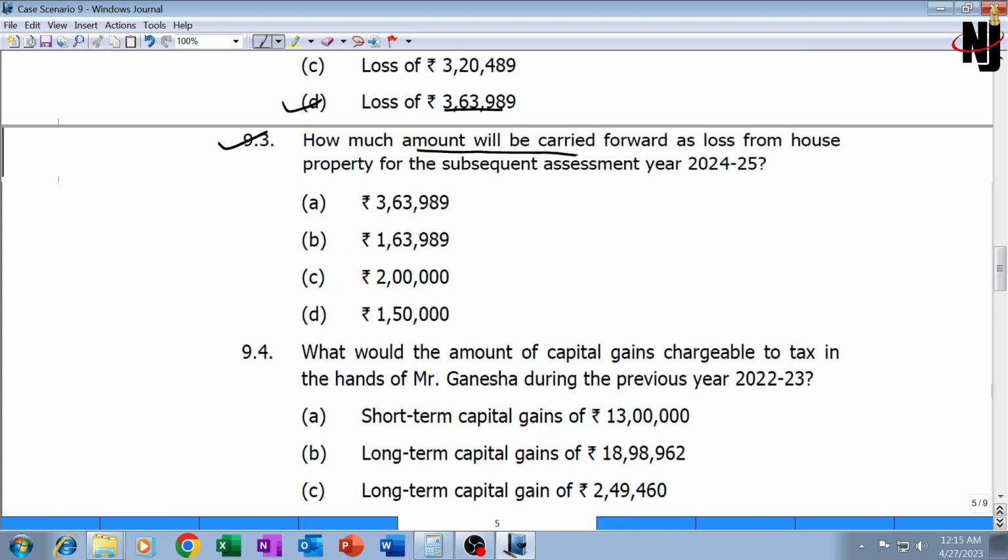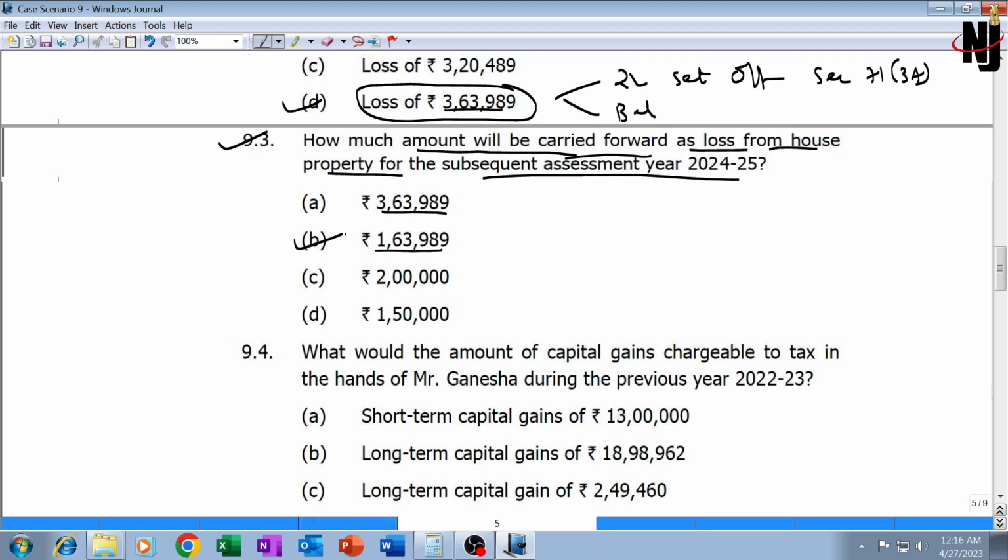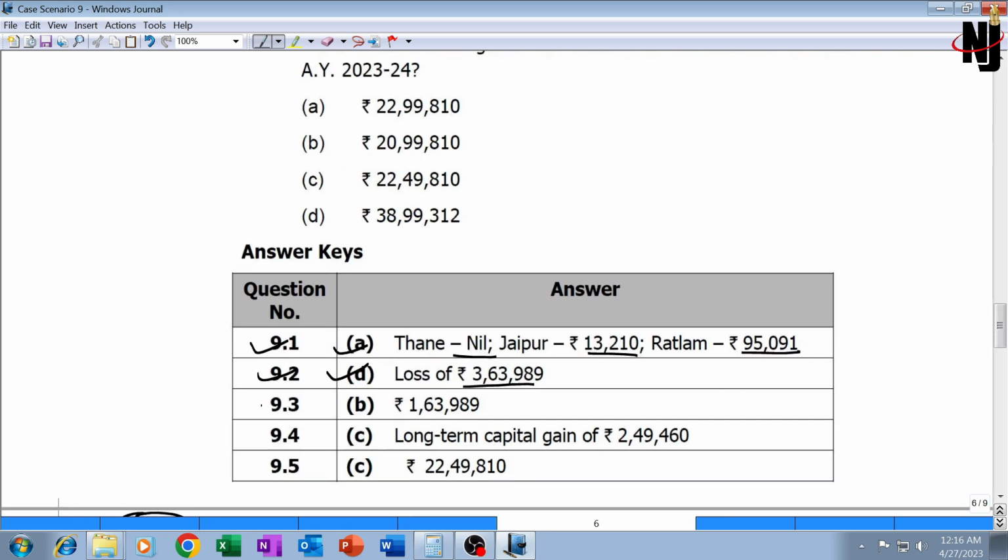Now 9.3, how much amount will be carried forward as loss from house property for the subsequent assessment year 24-25? The answer, out of this total loss of 363,989 as we just calculated, only 2 lakhs will be allowed to be set off as per section 71 subsection 3A. You know the rule, against other heads of income, and balance amount will have to be carried forward. So balance will be 163,989. B is the correct answer. Let's check what's institute's answer. Our answer is B. Institute's answer is also B, 163,989.